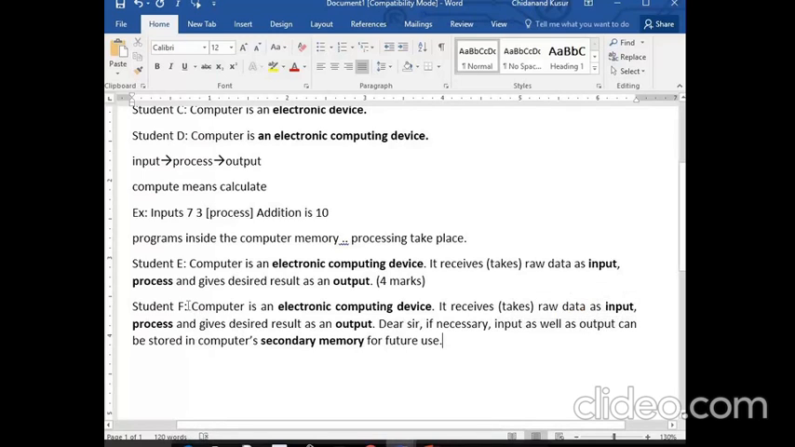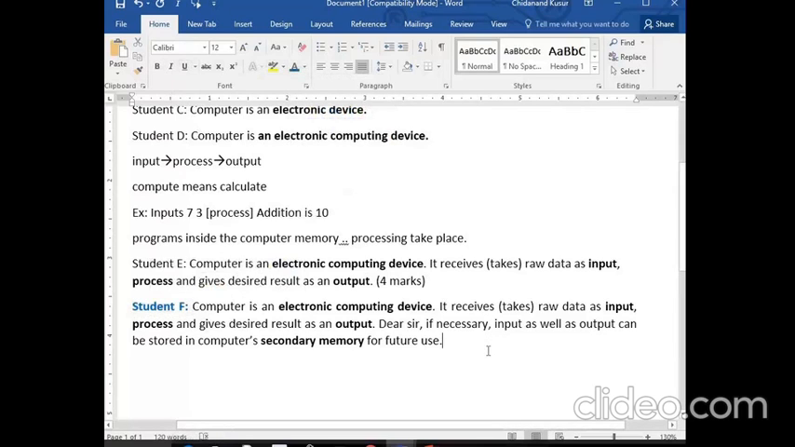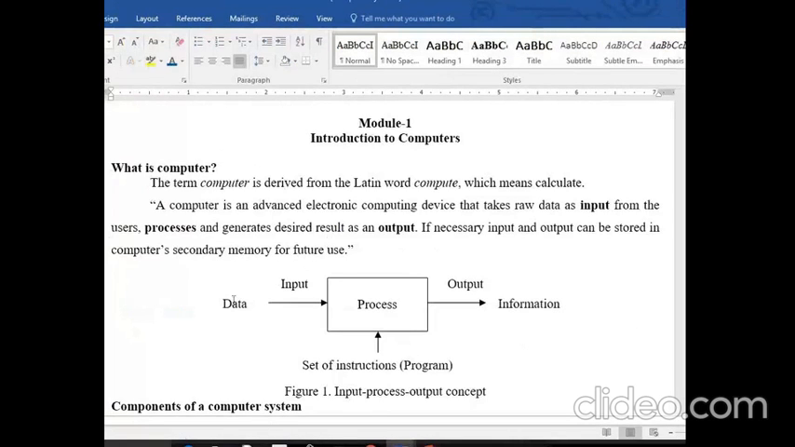Excellent answer given by this student, student F. Very good, you are very clever. And this student will be the winner. Five marks he may score. Very good. Next, I ask the same question to the next student, G. He is more clever. What he did, do you know? See the answer. See here. This is the answer given by the next student.